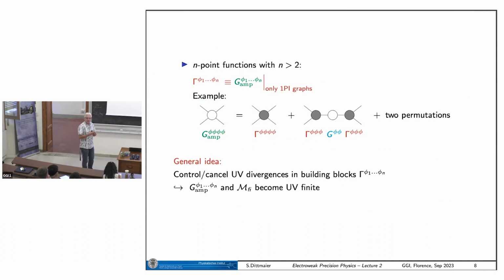And so what we have to do, when we do calculations and control infinities, is just control everything for these gray blobs, which are the one particle irreducible pieces of these amplitudes. And these are also the objects that were the subject of these renormalization proofs done by various people, in particular by 't Hooft.